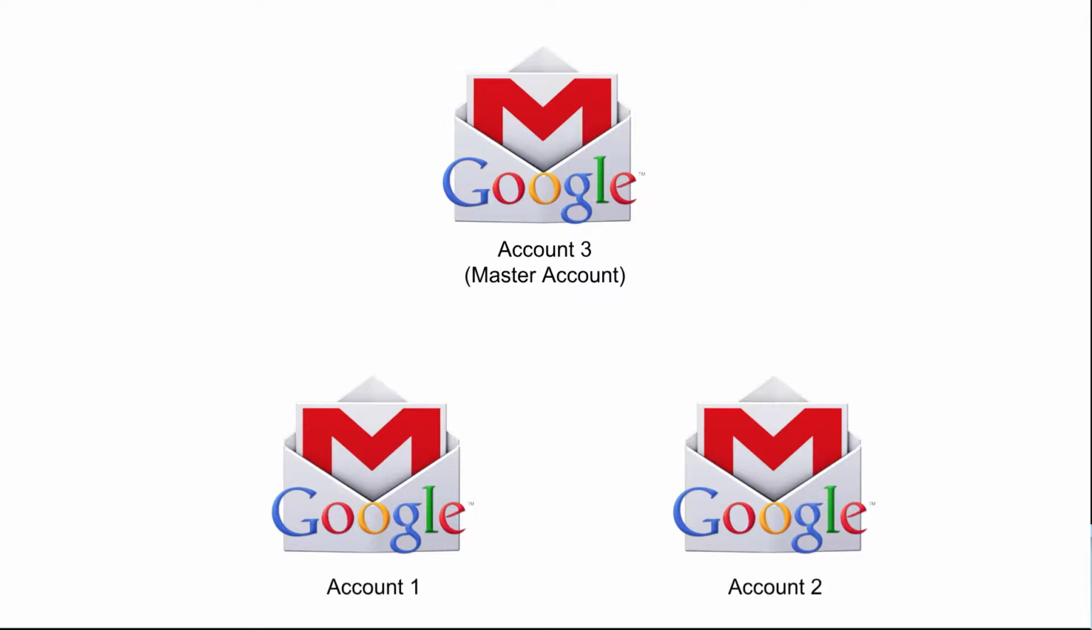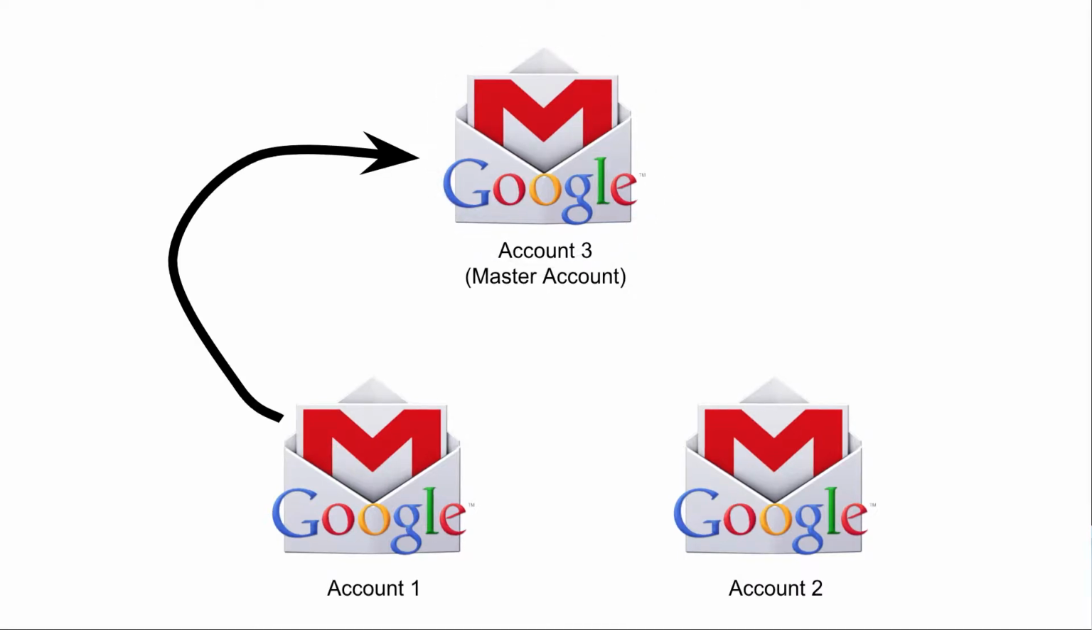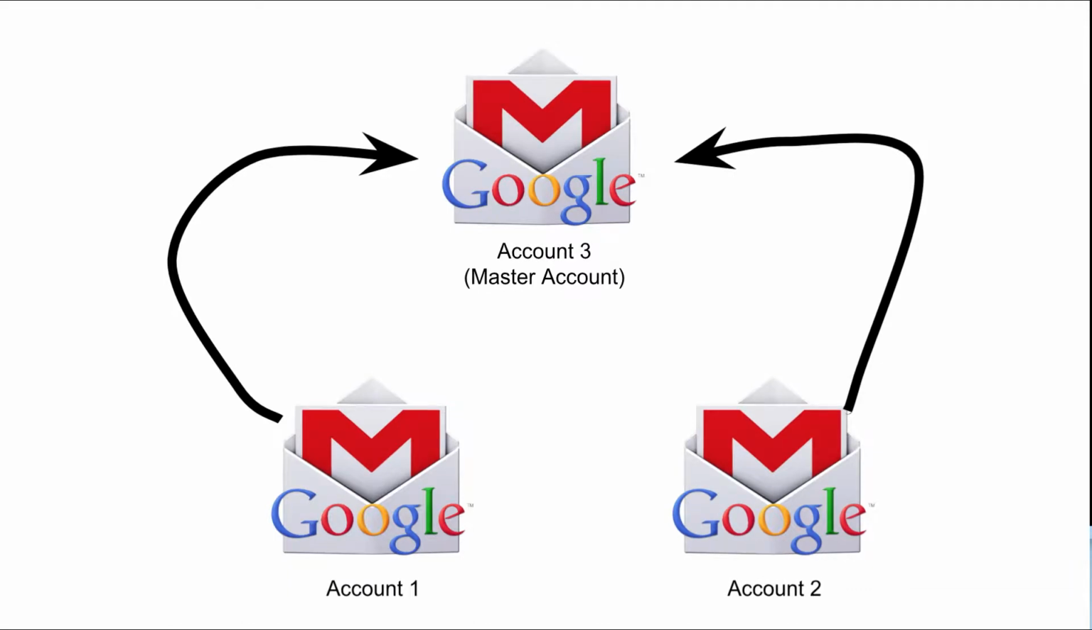So here's a common scenario. Luke has 3 email accounts that he needs to check daily: Account 1, Account 2, and Account 3. Luke wants to be able to check all emails sent to him and reply to them from Account 3. This can be easily done. The first step is to log into Account 1 and tell it to forward all emails to Account 3. Then, log into Account 2 and tell it to forward all its emails to Account 3. Now all Luke needs to do is check his master account, Account 3.